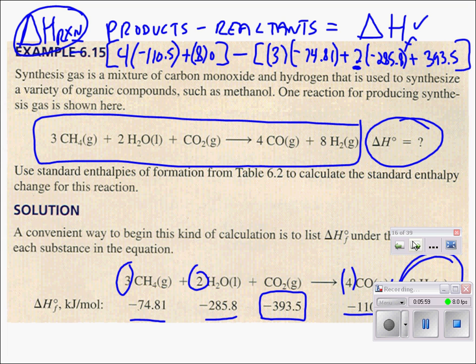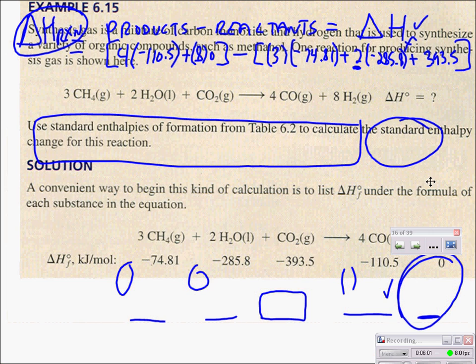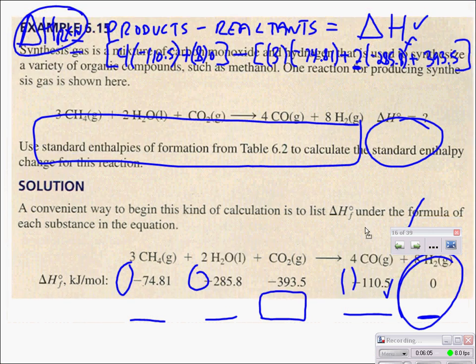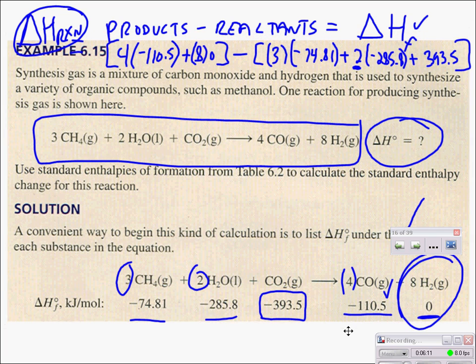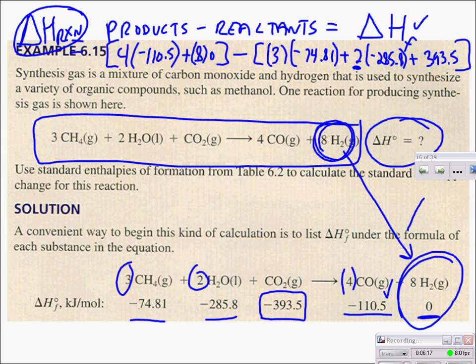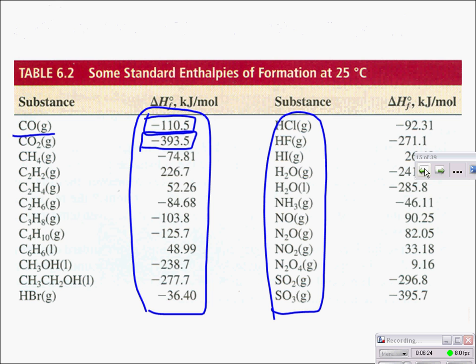If you look right here, the first thing I'm going to do is look up the values in the table. So if you look at delta H for H2 right here, the value for H2 is going to be 0 simply because it's elemental in form. If you look at CO as a gas, if I go back to the table, CO as a gas is right here. I'll highlight it in red. CO as a gas is negative 110.